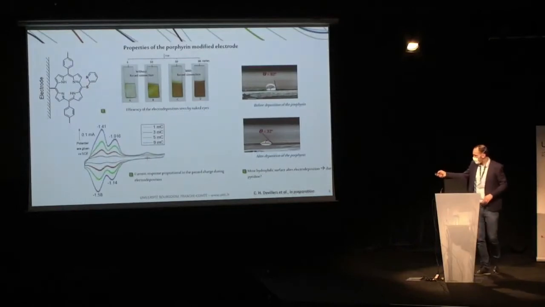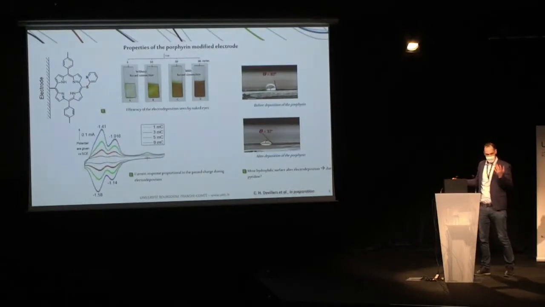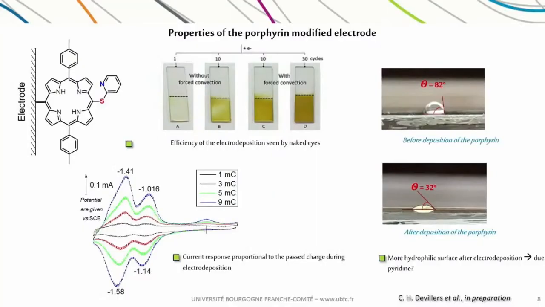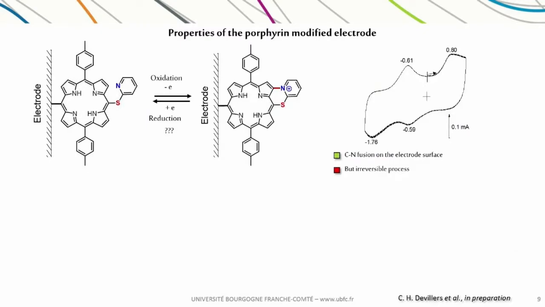water. You can see here an example by electrochemistry of the redox signature of the material. And it depends on the charge that you pass to deposit the material. That means that the charge corresponds to the number of electrons. And the higher the number of electrons is, the higher the current of the response of the porphyrin is. And this is a linear relationship.